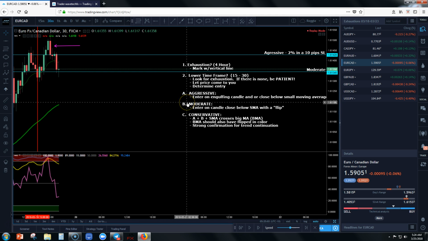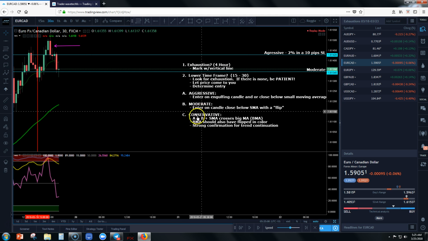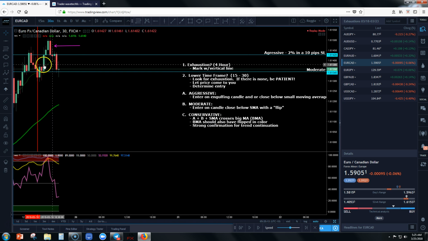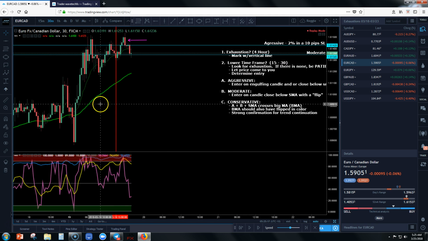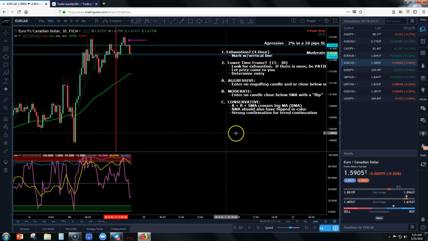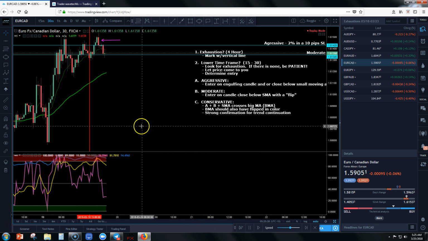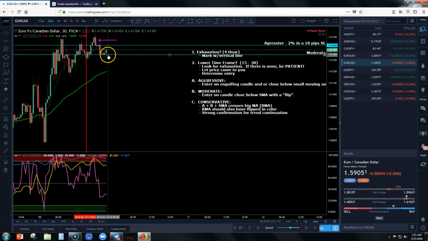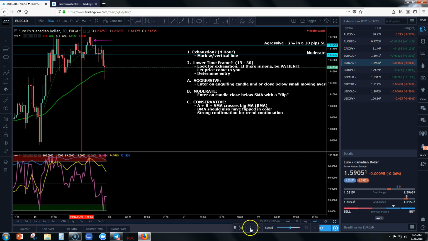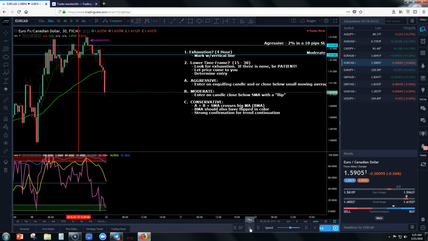Now we're going to do the most conservative way. Okay, is when we're going to take A and B and a cross with the simple moving, smaller moving average crosses the bigger moving average, which is this thicker line here. That's how we're establishing the difference between the two. Okay, so we're going to let price play out. I'm going to press play, and you can see we're going to be waiting for price to break down below the bigger moving average. So right around here, we're going to enter on the close, right?